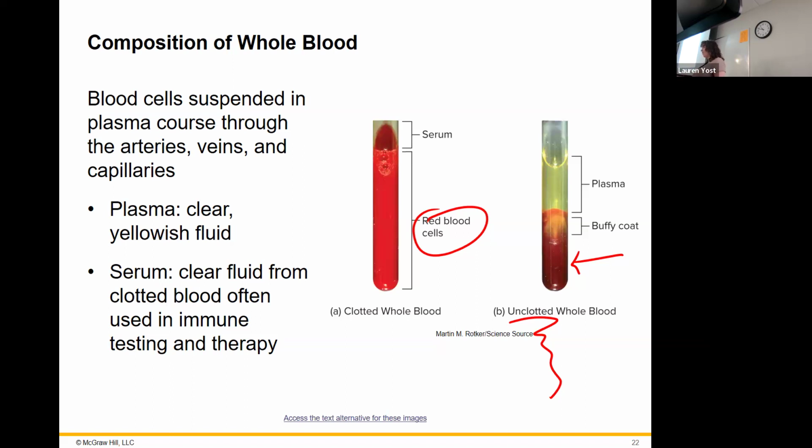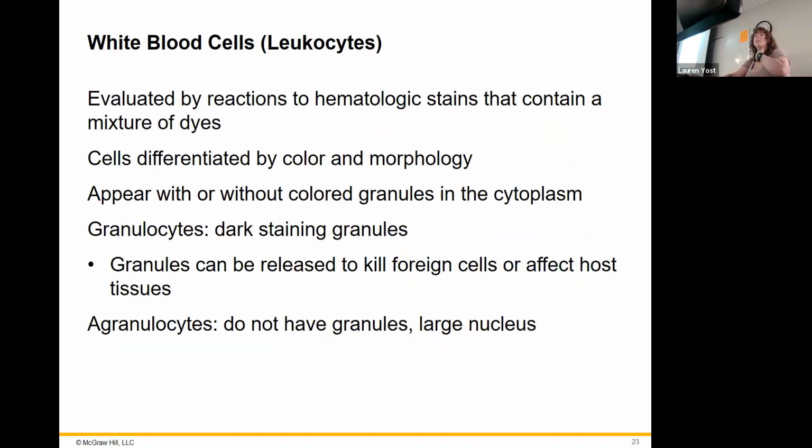Because I have to wait for it to clot before I can spin it and then separate that clot from the liquid portion. When you do it that way, letting it clot naturally and then separating it, the liquid portion is called serum. And that's going to contain your antibodies and things like that. Okay.